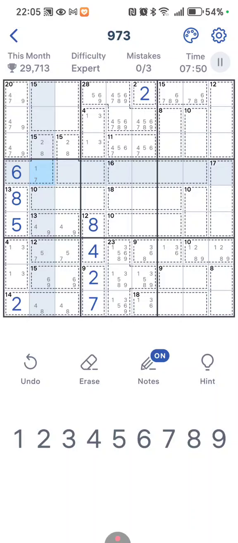Yeah. So let's fill this one up. 1, can't be 2, 3. Can't be 4, can be 5. 5 and 5, and 6.